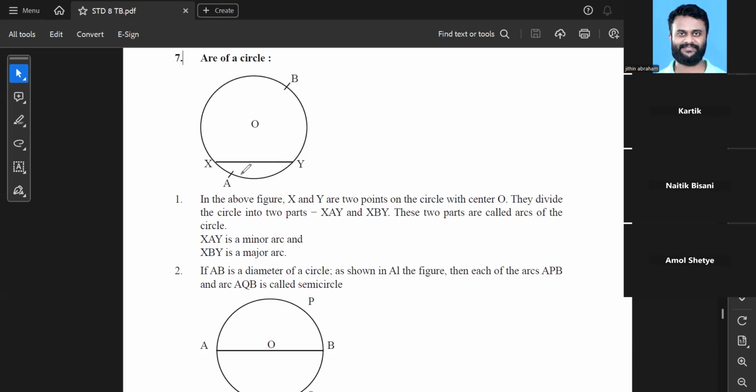Now these parts XAY or XBY are called arcs. As you can see, XAY is a small arc. XBY is a big arc. Therefore, the small arc is called the minor arc, XAY. And XBY, since it is a big arc, we call it the major arc.